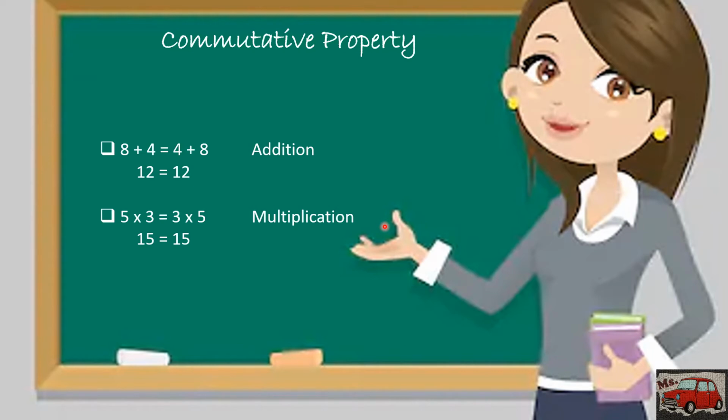Sa subtraction at division, hindi siya pwede kasi mag-iiba yung sagot ng subtrahend at minuend mo kapag binaliktad. Ganon din ang divisor at saka dividend mo. Okay? So, yes, addition at multiplication lang applicable yung commutative property.